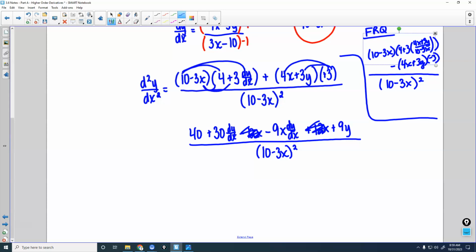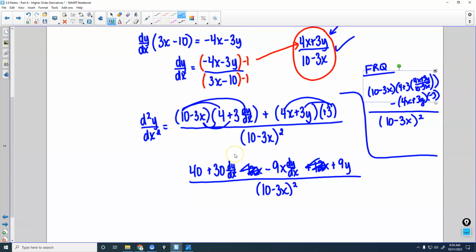You can, but if you do, then you have to distribute this 10 to this fraction over here. I think it's a little easier to do the distributing first and then do the dy/dx. It is up to you on how you want to do that, because if you do put this here, you're going to have that fraction that you're having to distribute to, which is not the easiest, although it's not the easiest this way either. There's nothing about this problem that's easy, really.